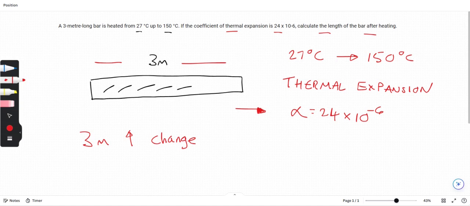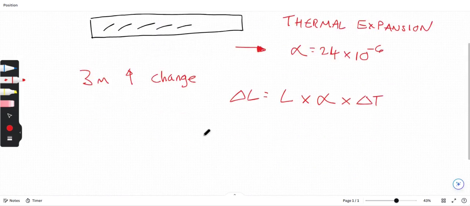So we know that change in length due to heat, here's the formula, is length, which is original length, times by thermal expansion, times by change in temperature. That's the formula we want.